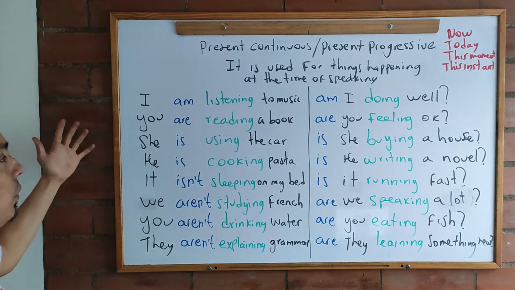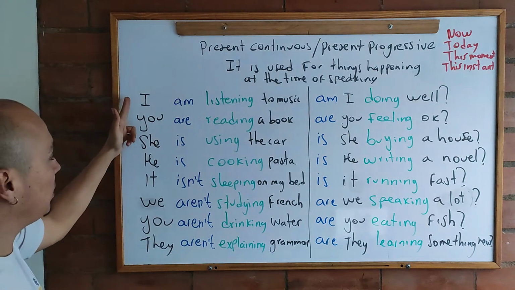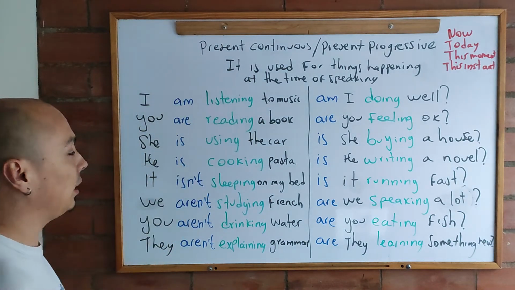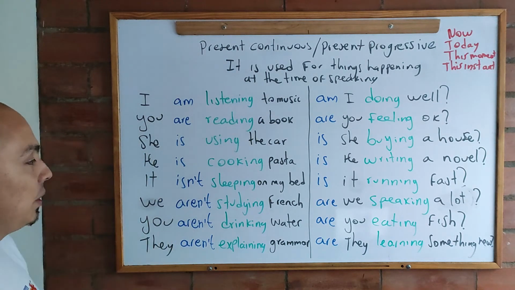Okay, so how do we form it? We form it with the subject, the auxiliary verb, the verb plus ing, and the complement. So it is something like this.